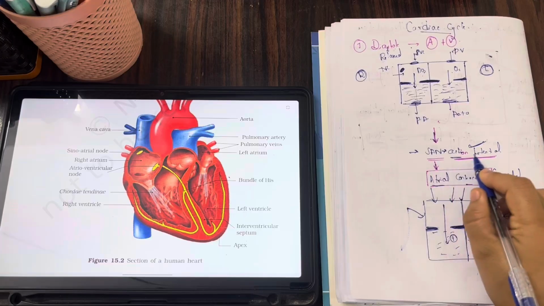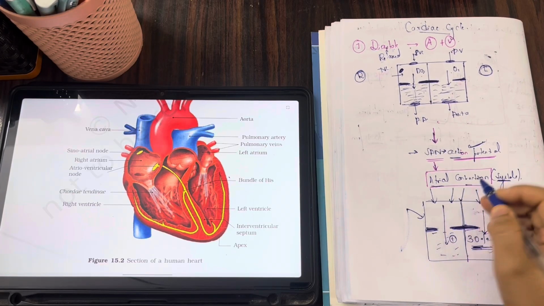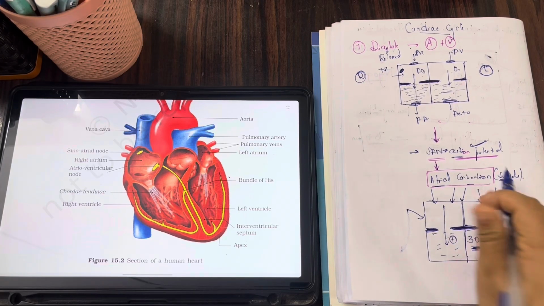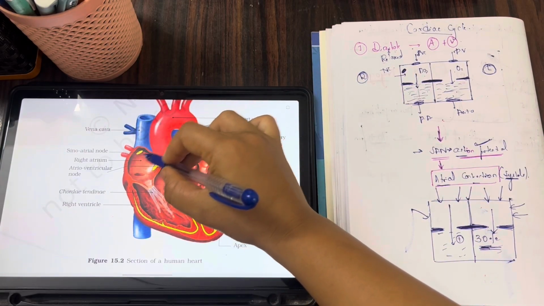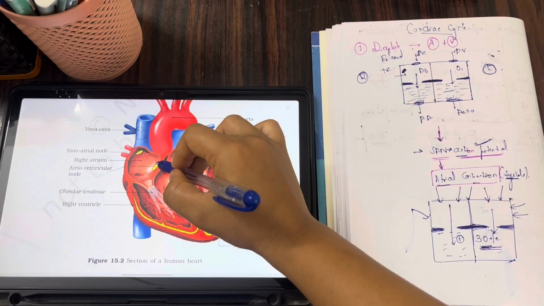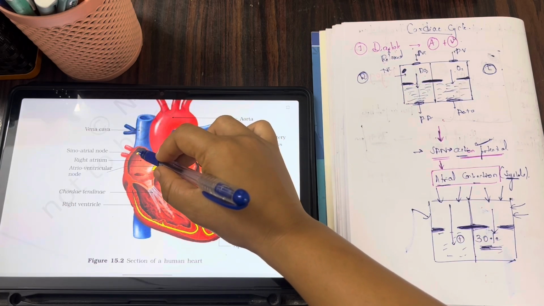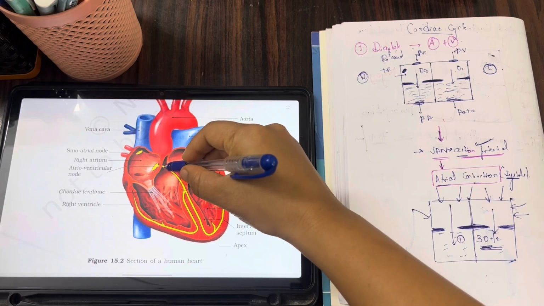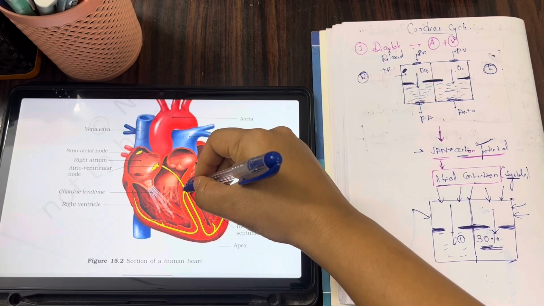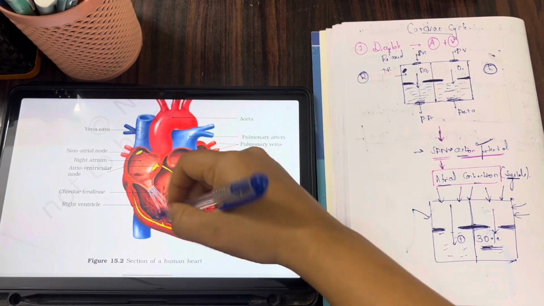Whenever SAN generates the action potential, atrium will contract. You can see here, this arrow mark shows the contraction force. Now soon after this, AVN will produce the potential. When AVN produces, this potential starts fading and this will be produced here, and it will spread through these fibers at the level of bundle of His. It will be spread all over the ventricle.